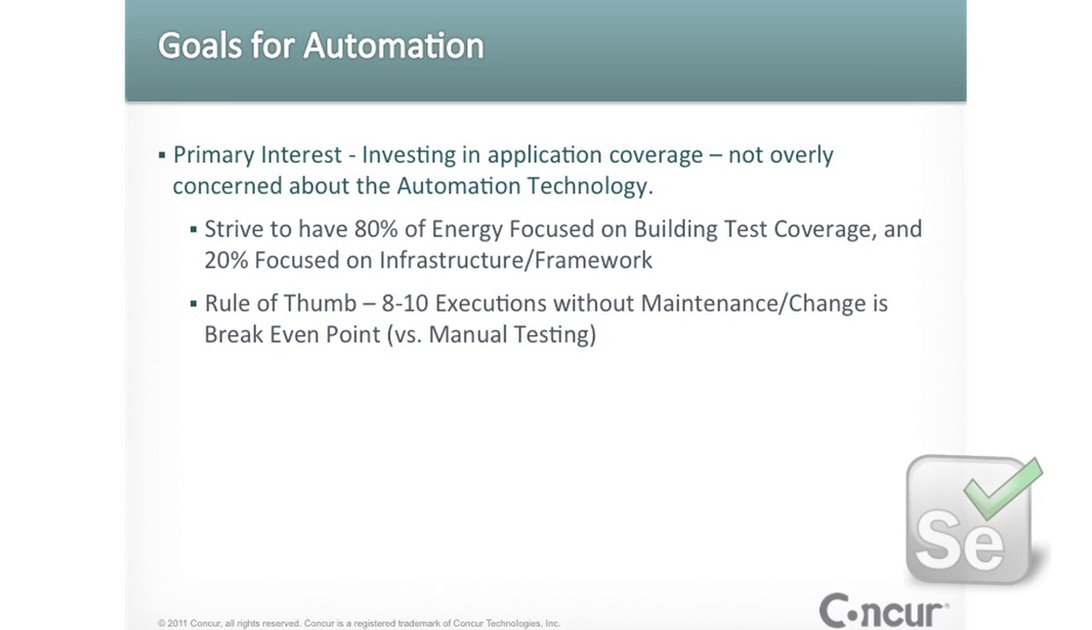We also have a rule of thumb, and this is quite important that I continuously repeat to our development teams. We only want to automate something that can be executed 8 to 10 times before we have to change it. And why is that important? Because the cost of creating an automated script is more expensive than doing manual executions. We think our break-even point is around 8 to 10. So if we have to change the automation script before we've executed it 8 times, then we didn't get our payback.